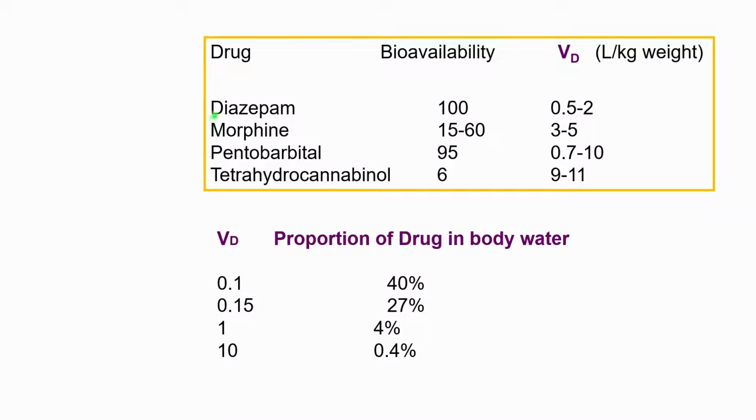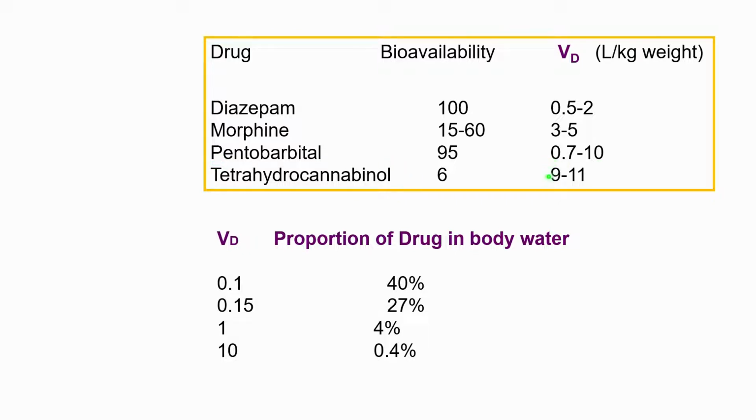Just to look at real numbers. Diazepam, a common, well dissolved in water molecule, will have a volume of distribution 0.222. Morphine will have a larger number. Pentobarbital even larger.